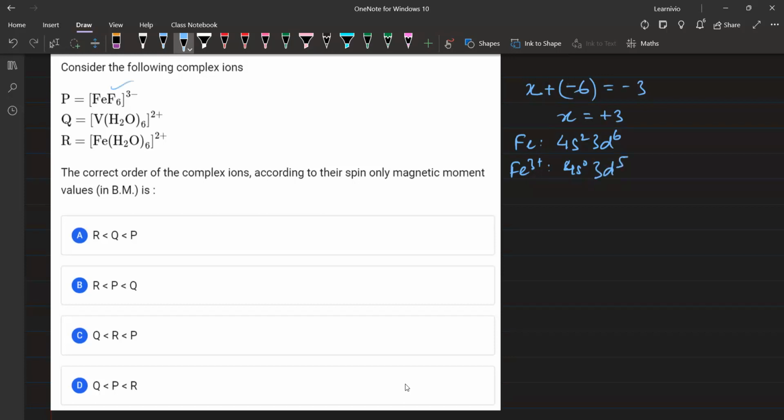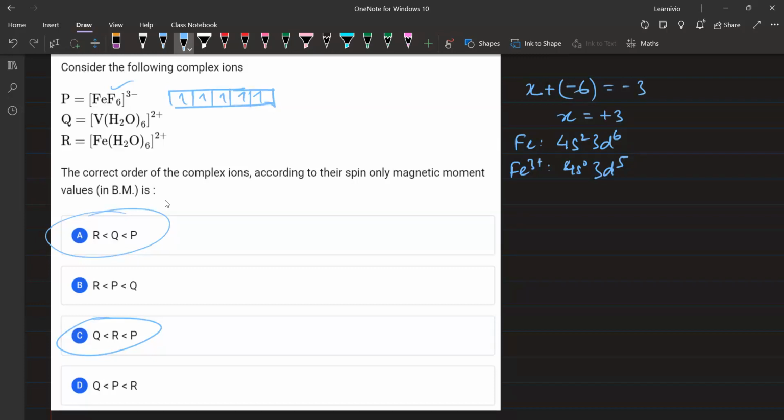Since F is what? F is a weak ligand. Okay, F is a weak ligand. We can say that pairing will not take place, and you will have 5 unpaired electrons. 1, 2, 3, 4, and 5. Now P will be maximum because more than 5 you cannot have any unpaired electron. That is why the spin magnetic moment of P will be maximum. So you are left with only 2 options. That is option number A or option number C. इसी में से कोई 2 ऑप्शन होगा. ठीक है. Does this make sense इतना?